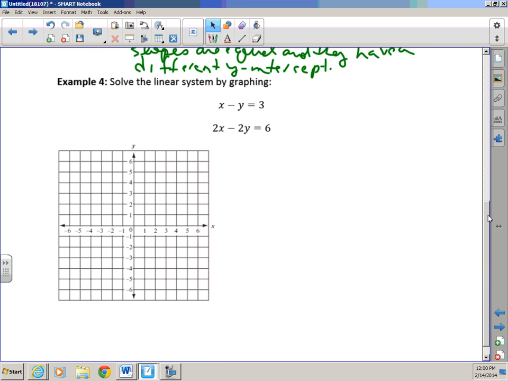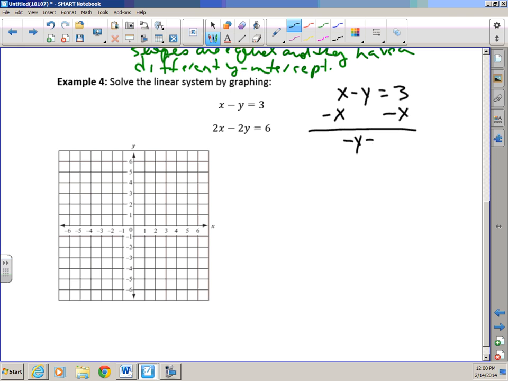Now let's do the next one. We have to solve for y. So I subtract x. This is negative y equals negative x plus 3. I multiply everything by negative 1, and I get y equals x minus 3. So that line would be like this. We actually did one of those before.